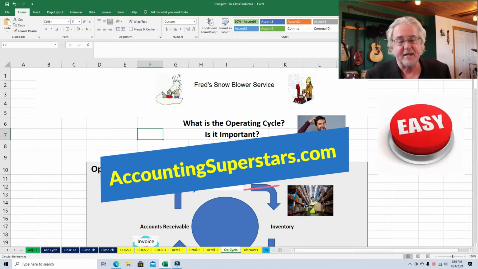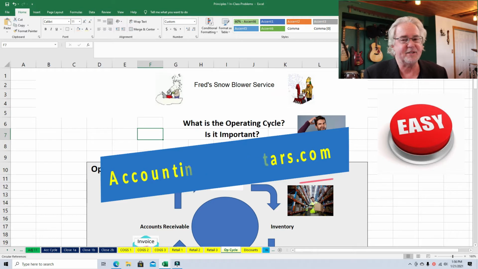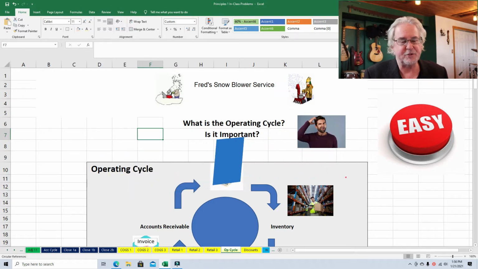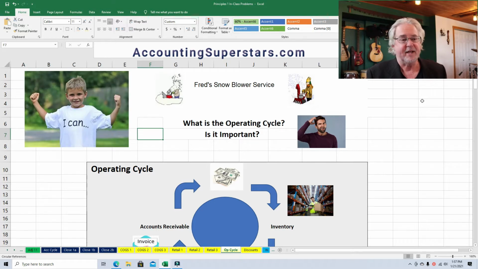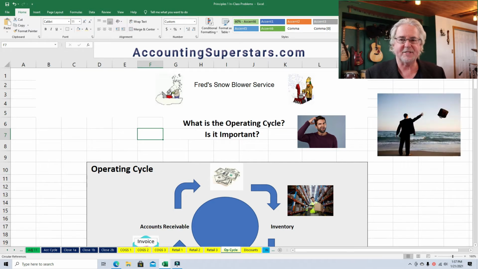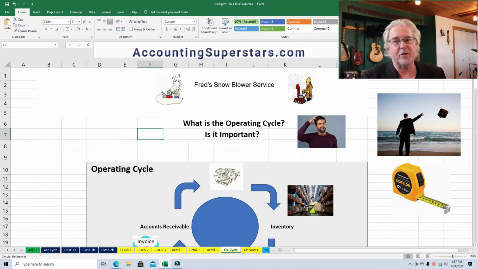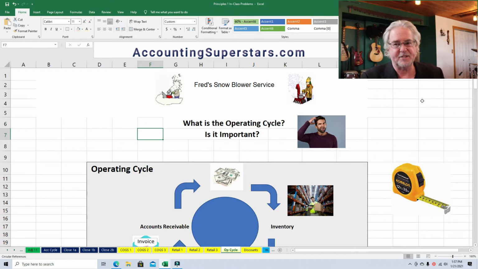So today's lesson is about the operating cycle, and this lesson is designed for students who are in about their 5th or 6th week of their very first accounting class. I'll explain the operating cycle in a very easy to understand way. We will not make it complicated. We'll toss out all the unnecessary things just so you can get the idea. And then we'll learn how to measure the operating cycle.